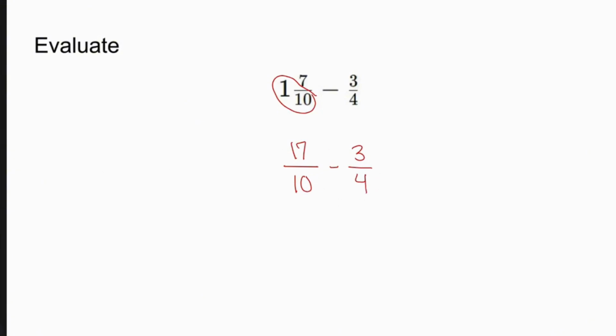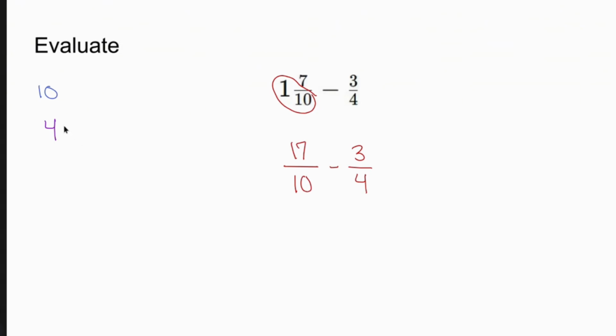Now, I need to find the least common denominator. If you're not sure how to find the least common denominator, it's not that bad. You just write out your denominators, 10 and 4, and you write out the multiples until you run into a number that appears in the same list twice.